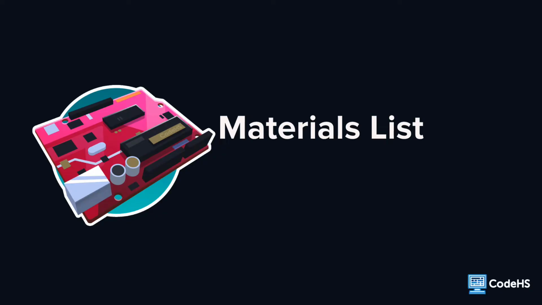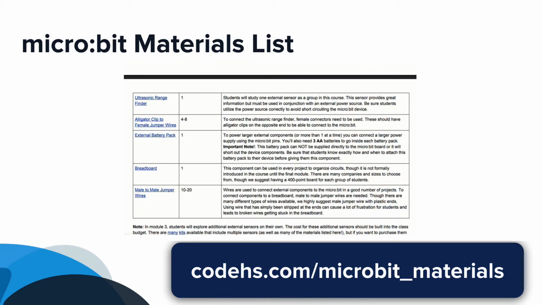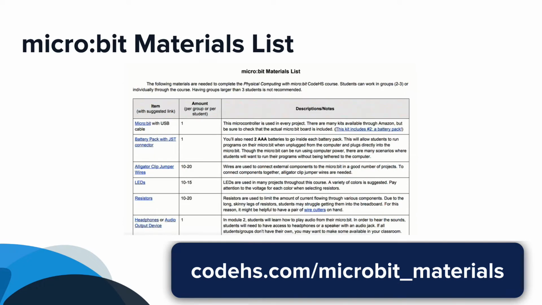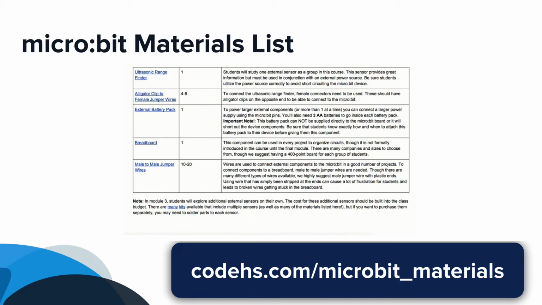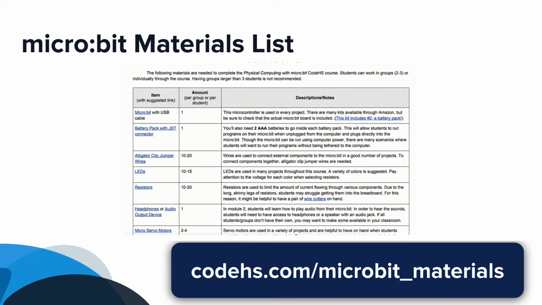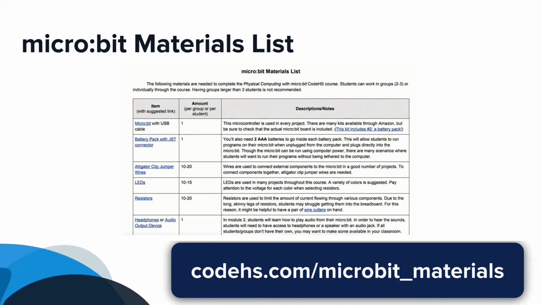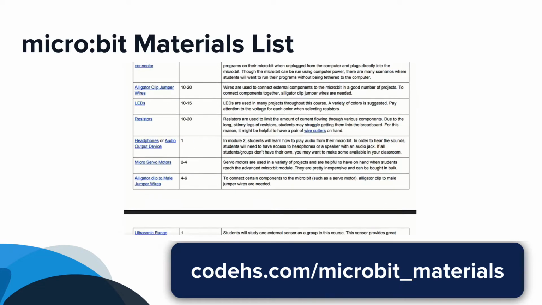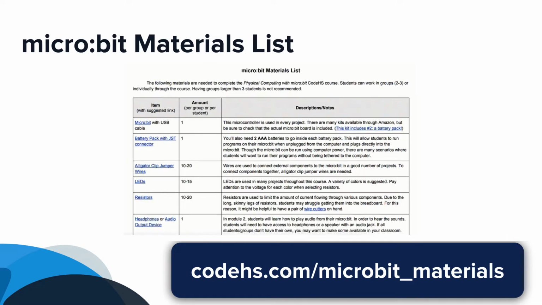Before we get started with our physical computing course, we'll need some physical materials. Let's take a look at how to find those. The materials list for this course is linked on the All Resources page and can also be accessed at codehs.com/microbit_materials. This page will have an all-encompassing list of materials required to teach this course, complete with the amount needed per student or group, any additional details, and a link to an example item for purchase.